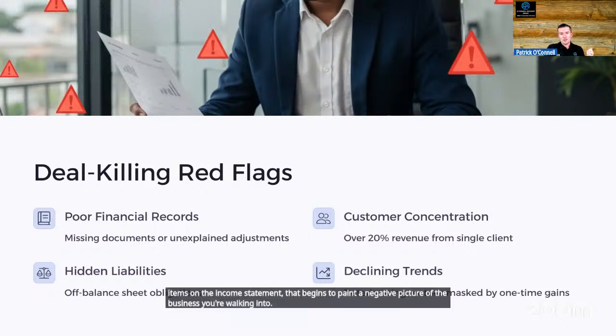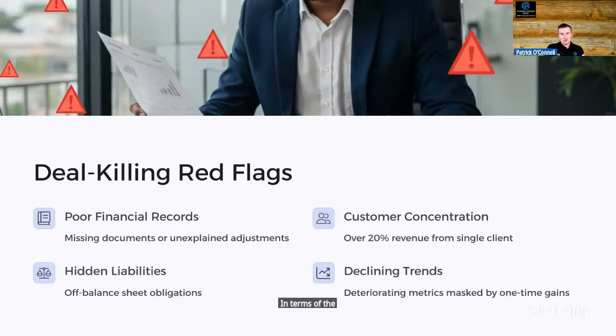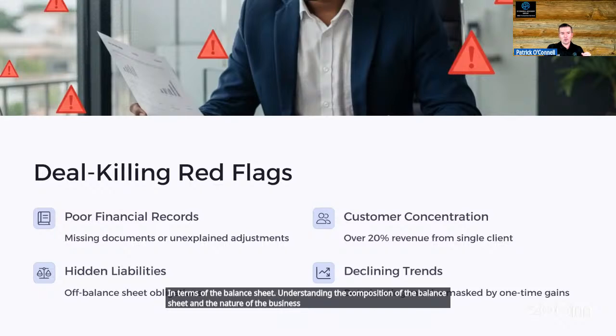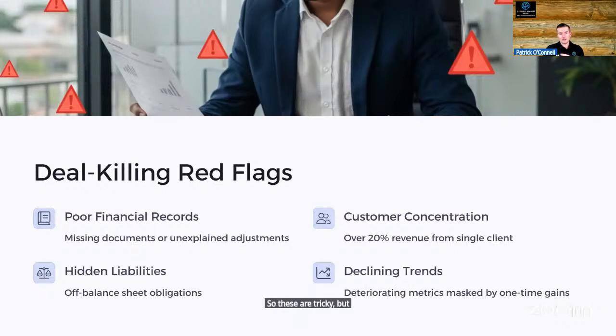In terms of the balance sheet, understanding the composition of the balance sheet and the nature of the business, you can also uncover what is known as off-balance sheet obligations. So these are tricky, but in theory, what it is, is certain obligations that the business is responsible for, but might not be on the balance sheet. What do I mean by that? I'll give you one example.